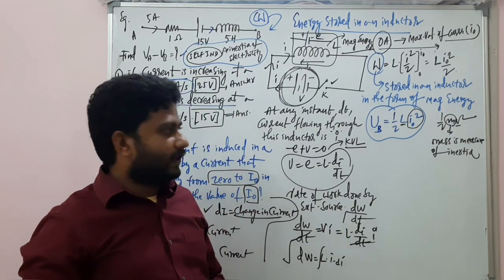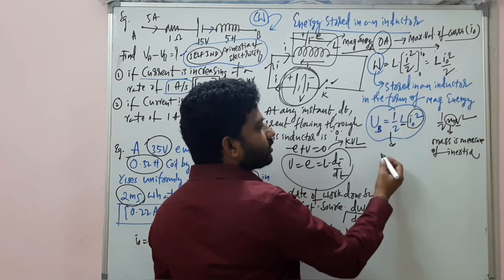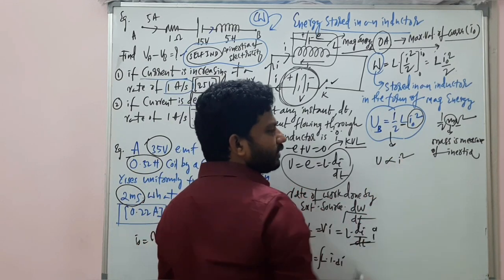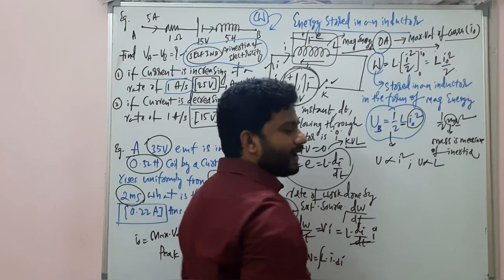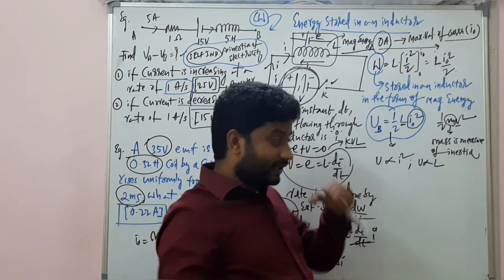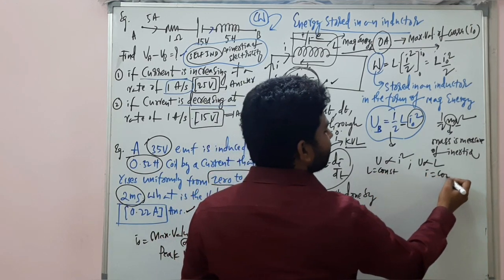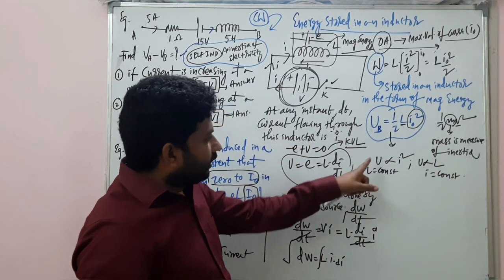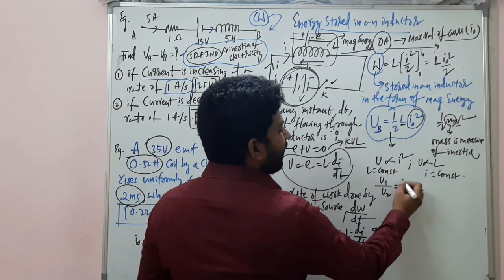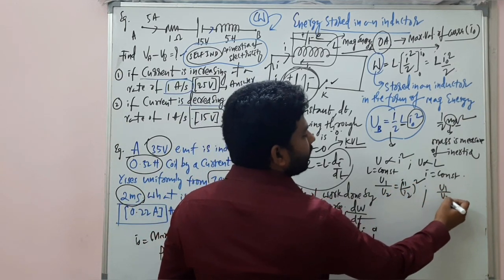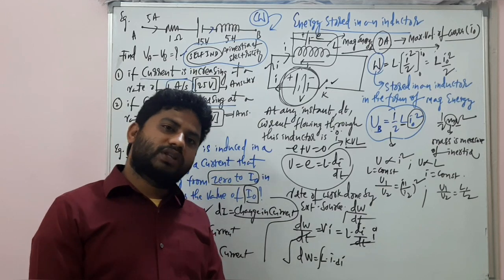Alright. Now, one more. From this, if L is constant, then U is directly proportional to I square. If I is constant, then U is directly proportional to L, right? Depends on which constant it is. So this is where L is constant, and this equation is where I is constant. Here it will be U1 by U2, so let me write that also. U1 by U2 is equal to I1 by I2 whole square, and U1 by U2 is equal to L1 by L2.